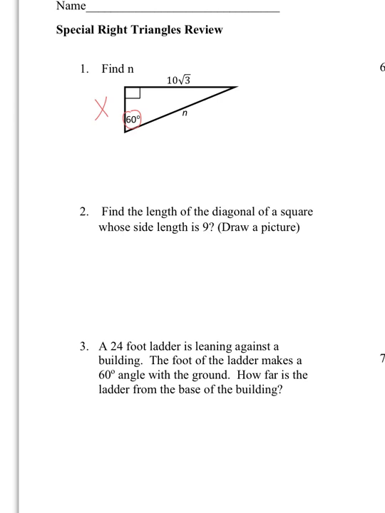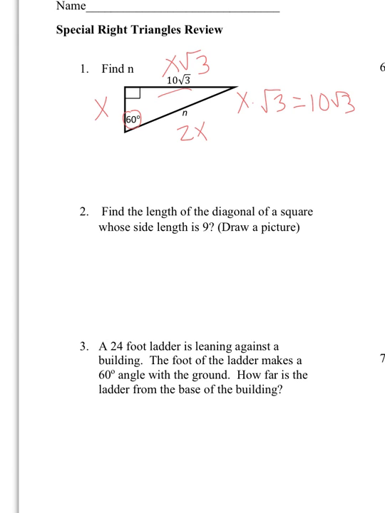In the pattern, you have x, or the formula, x, x square root of 3, 2x. Now eventually you want to find n, so you have to find what 2 times the x is. The only side you have a value for is right here, 10 square root of 3. So you're going to take the formula, x times the square root of 3, set it equal to 10 square root of 3, and solve that.